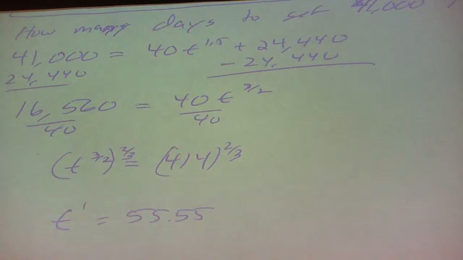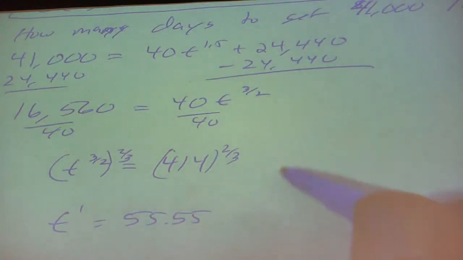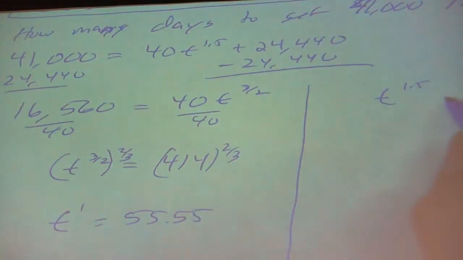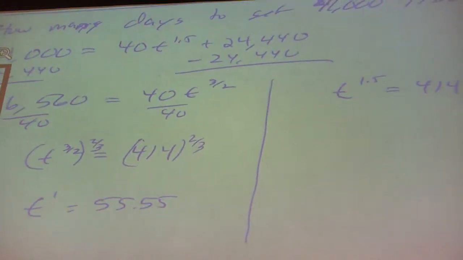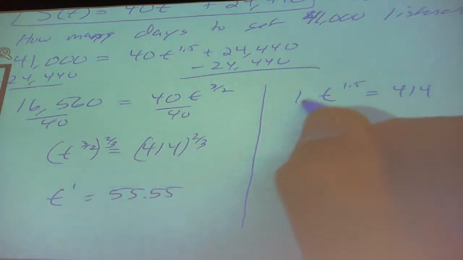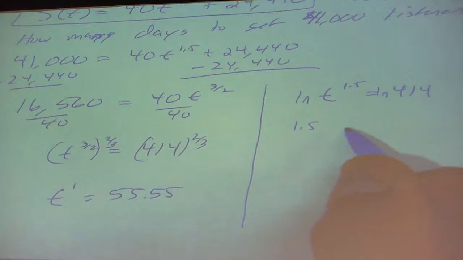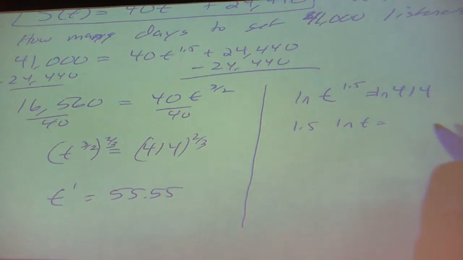Now, if you don't like that way, I'll give you another way. If you had t, let's even leave it as 1.5 equals 414. Remember we talked about how we can use ln? If I ln both sides, then the 1.5 can move to the front. No, that shouldn't help us. No, that may cause more problems later. We'll just keep it at that.